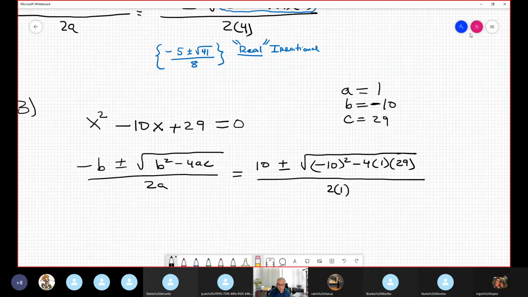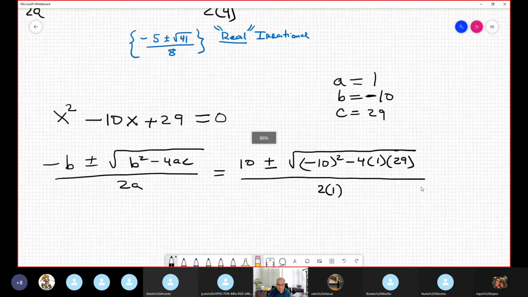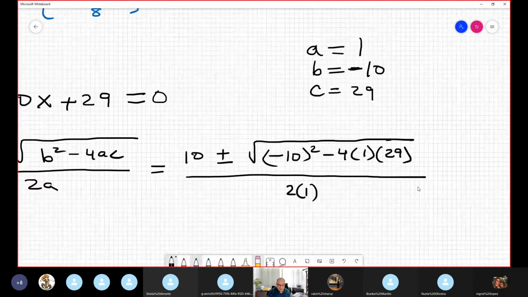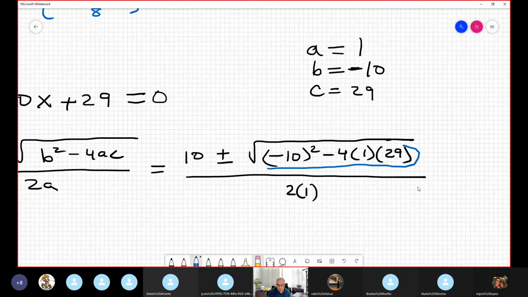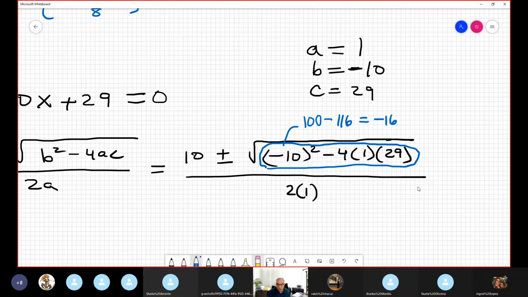Let's focus on the operation inside the parentheses. Now, minus. We have only one minus. So I put in my calculator 29 times 4. Oh, yes, 116. And when you subtract, it is negative 16.